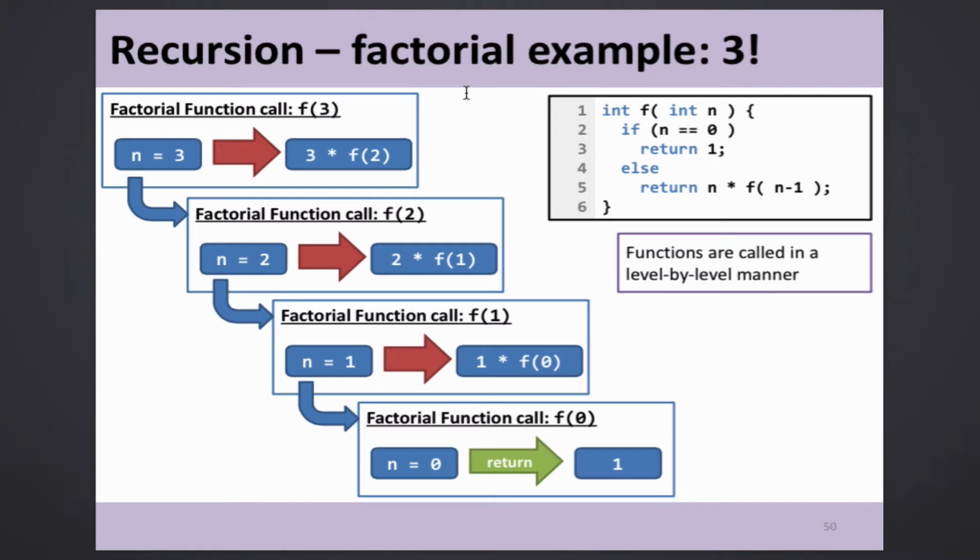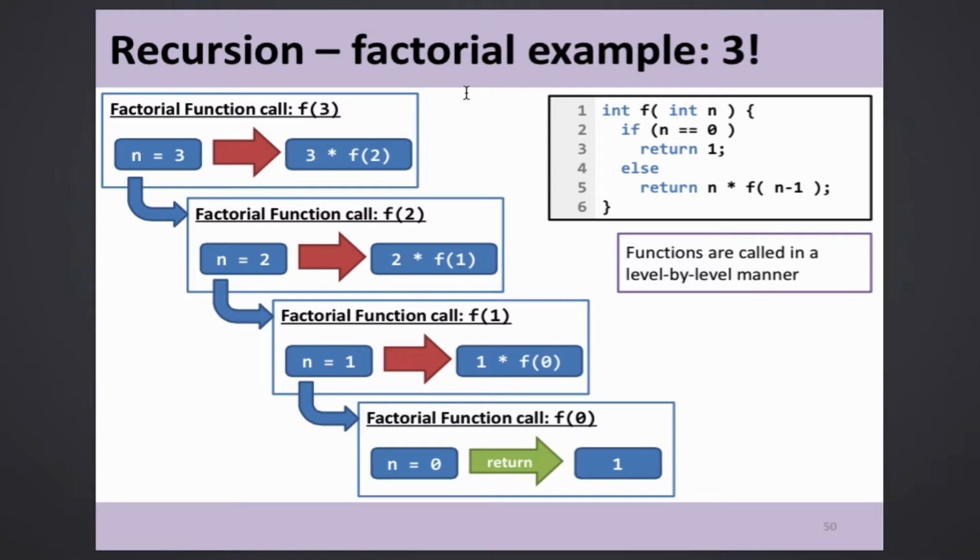Let's go on. How about the next layer? Because of this f2, if I don't have the f2 value, I cannot go on. So the computer knows that I need to compute f2 before I can return the value of f3. So I will compute f2.